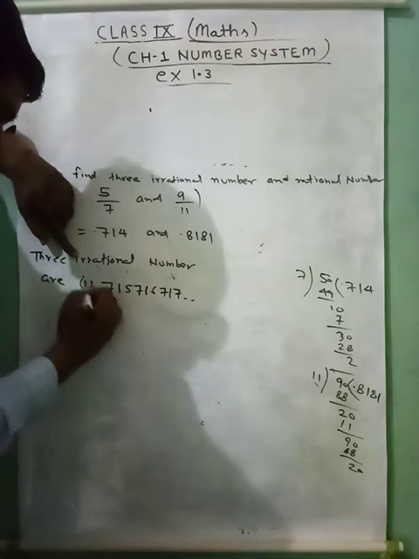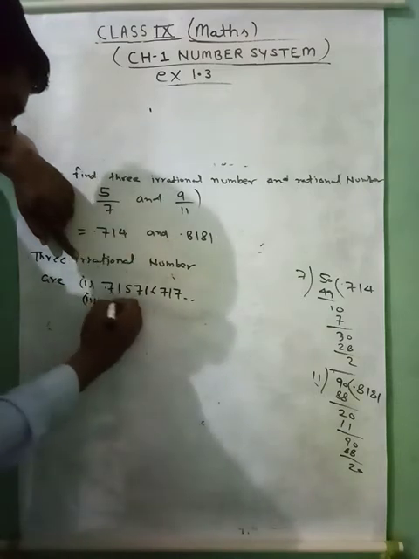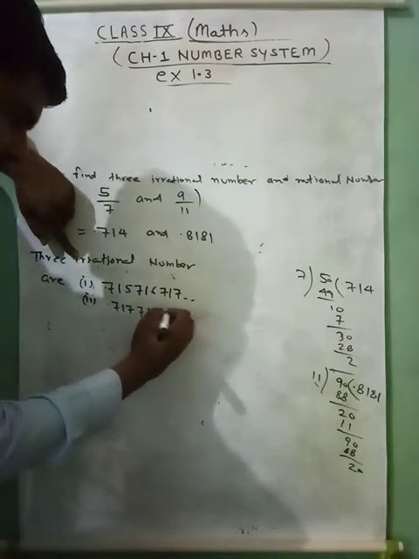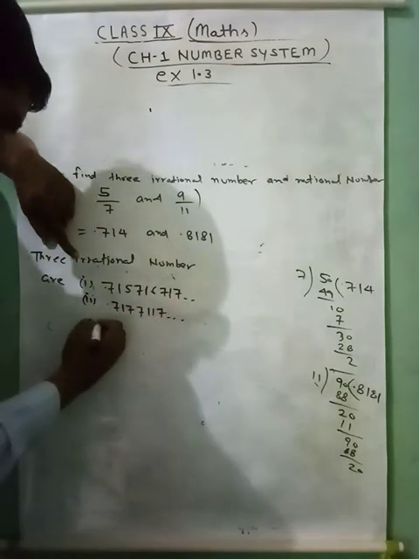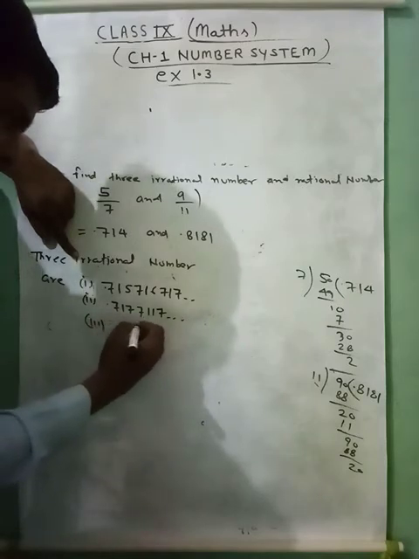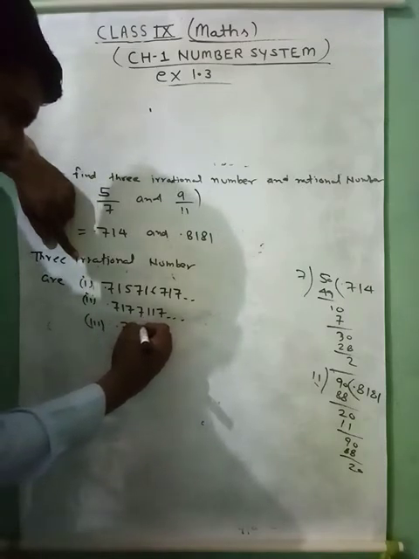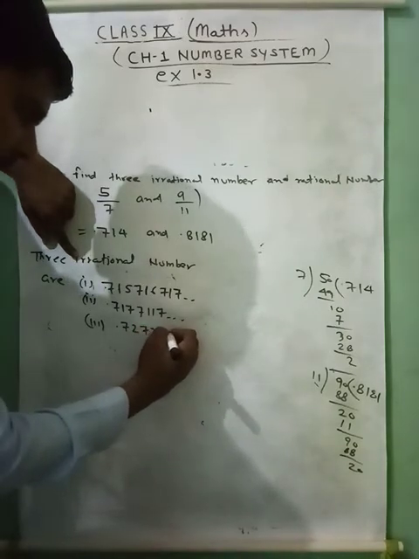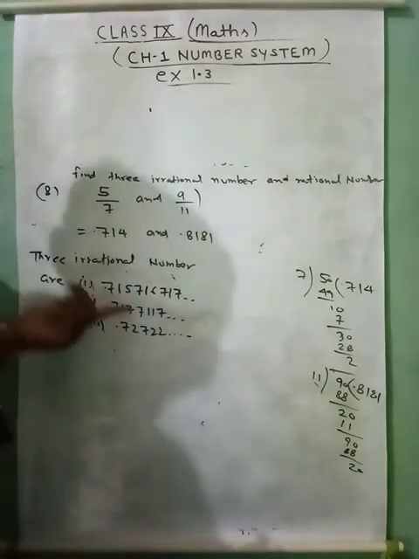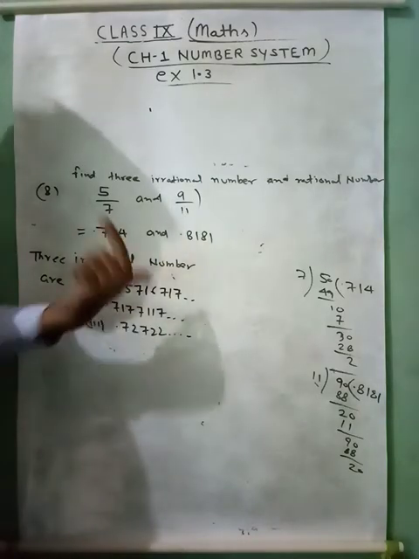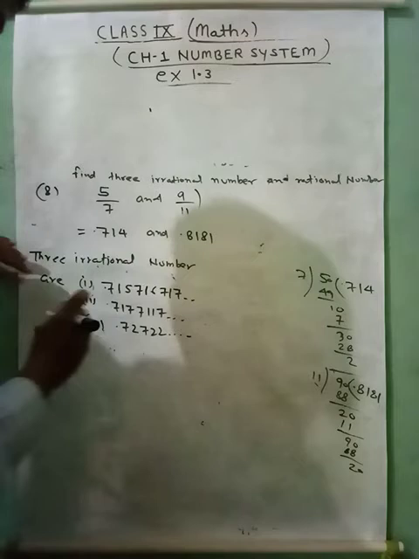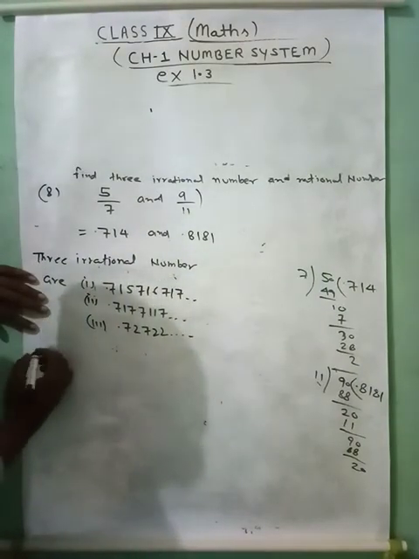Second irrational number, 0.717, 0.7171, 0.71711 and so on. Third irrational number, 0.727, 0.72722 and so on. It is an irrational number. These are the 3 irrational numbers. There are many numbers between these decimals. Clear? You can find them.